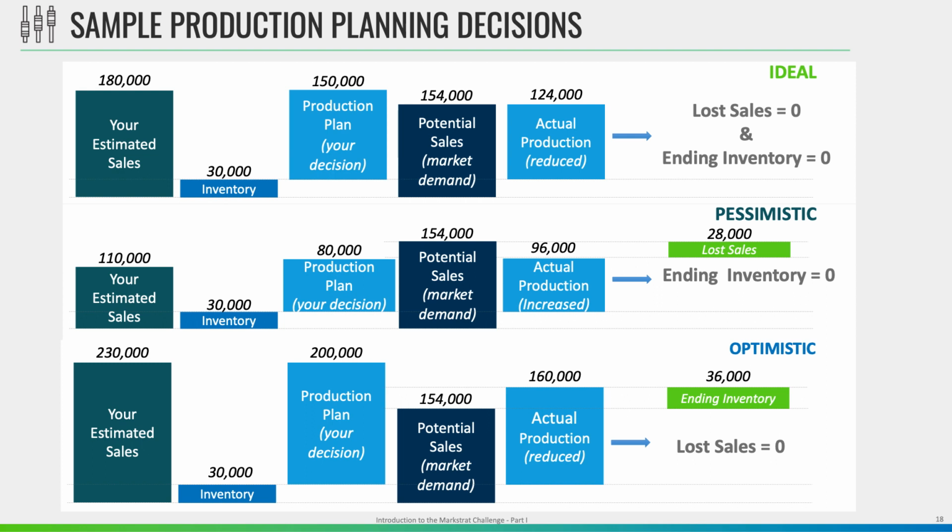Now let's look at row 2. Let's say that you forecast 110,000, which is quite a bit less than the first one. So 110 forecast, your inventory is still 30,000. That means you request 80,000 of the products.